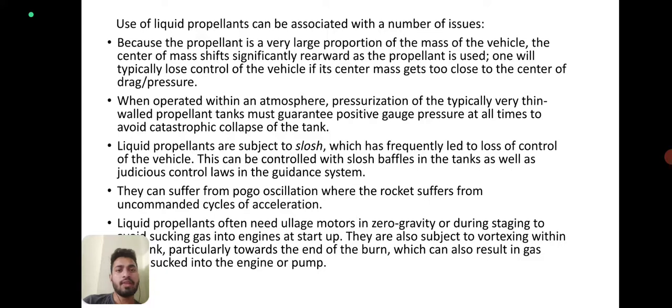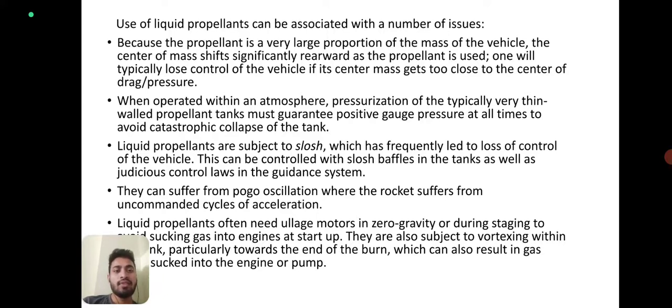or pressure. When operated within an atmosphere, pressurization of the typically very thin-walled propellant tanks must guarantee positive gauge pressure at all times to avoid catastrophic collapse of the tank. Liquid propellants are subject to slosh, which has frequently led to loss of control of the vehicle. This can be controlled with slosh baffles in the tanks as well as judicious control loss in the guidance system.